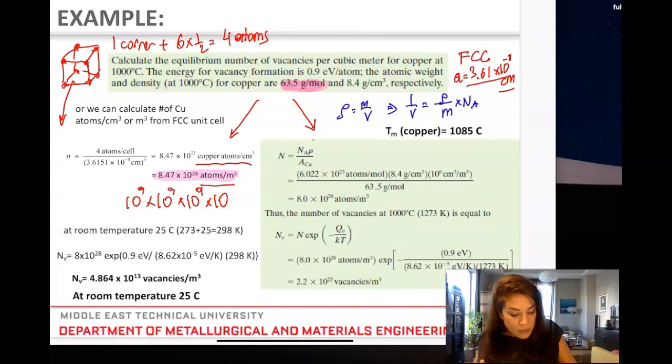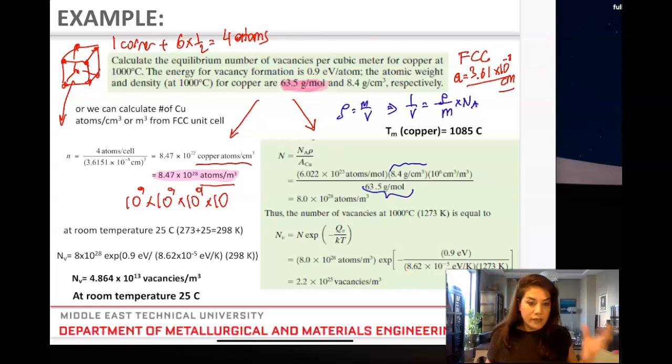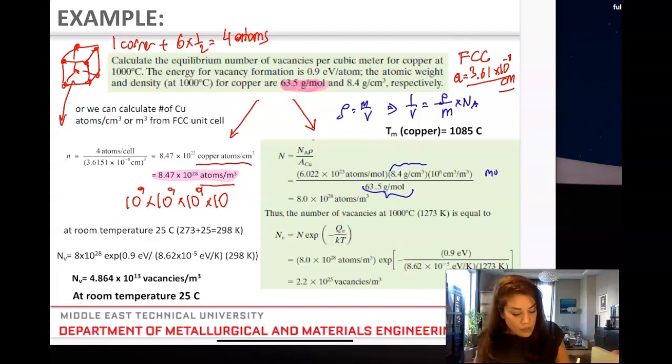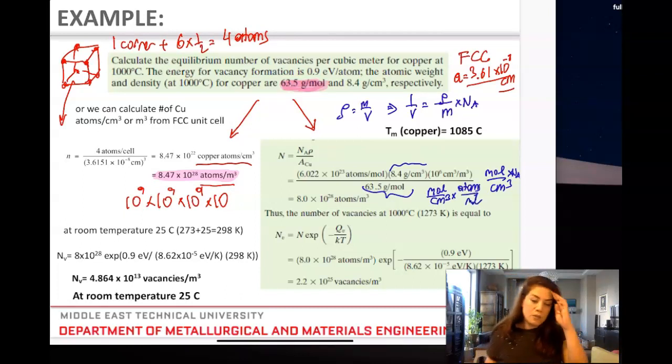Why? Because this is 8.4 grams per centimeter cube, sorry. And how many grams per mole as a weight do I have? 63.5 grams per mole. And if I divide them by each other, what do I get? Moles per centimeter cube, right? So if I multiply that with Avogadro's number, which is atoms per mole, moles over centimeter cube times atoms per mole gives me atoms per centimeter cube or meter cube.